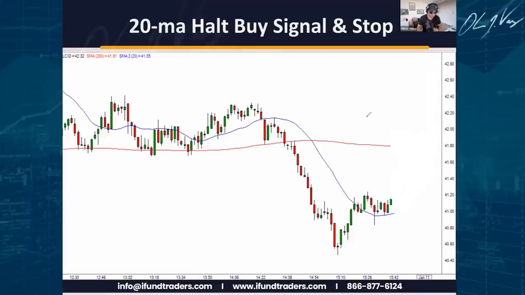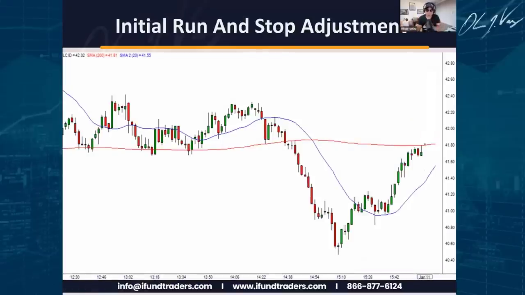All right. So we've got the halt. Boom. Now, the initial run. I'm not finished. On this initial run, if the move is decent enough, I have no problem with my traders taking profits. What's decent enough? If you get a decent enough space away from the 20 that halted the stock in the first place, there's nothing wrong with taking profits. But I want us to try to take advantage of the secondary play, which is the next 20 MA halt. You see, the first one often leads to the second one, and sometimes the second one is bigger. So we've caught the first halt. There's another halt that's highly likely.